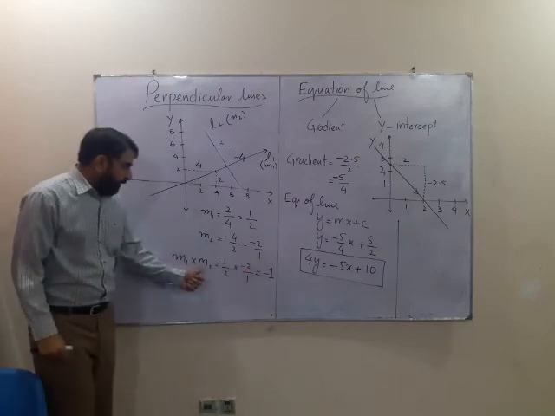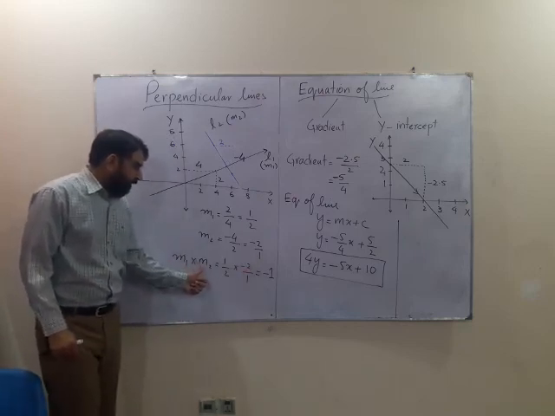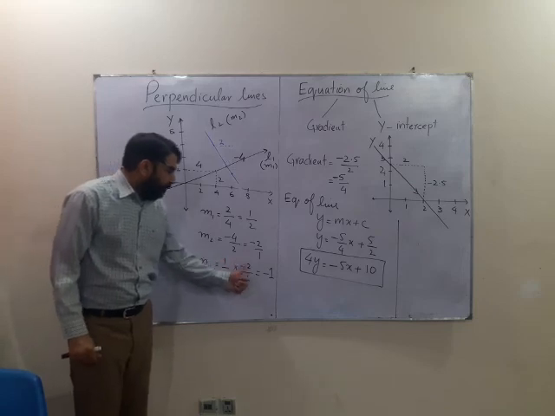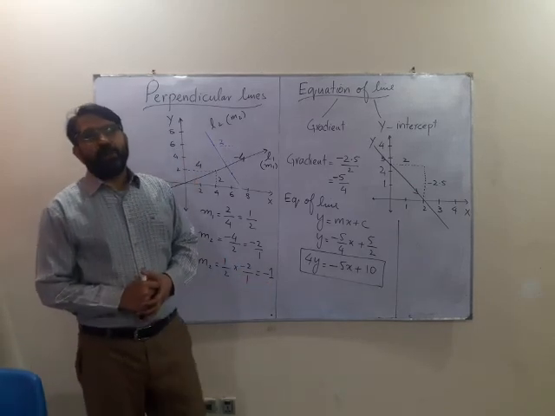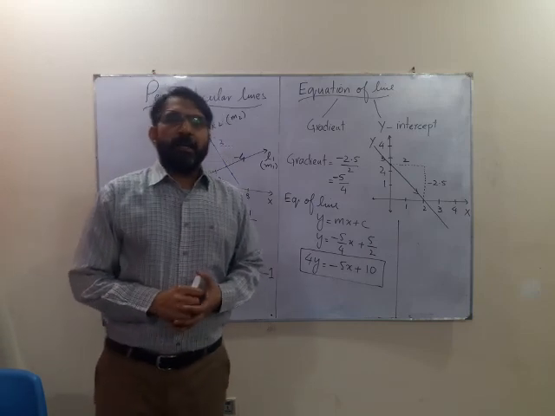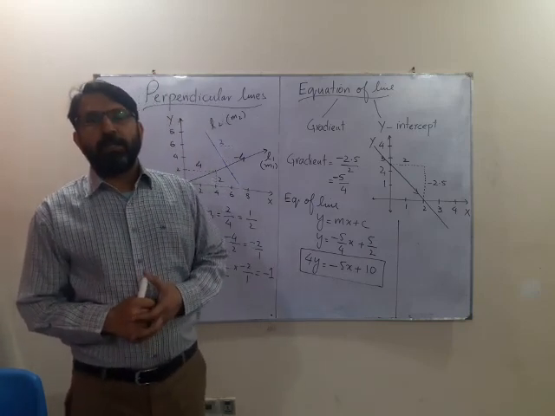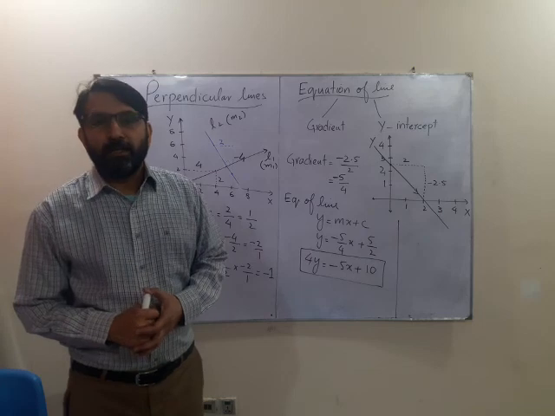Now if you compare both of these, when you take the product of the gradients, 1 over 2 times minus 2 over 1, which gives us minus 1. So we conclude from there that when the lines are perpendicular, the product of their gradients is minus 1.